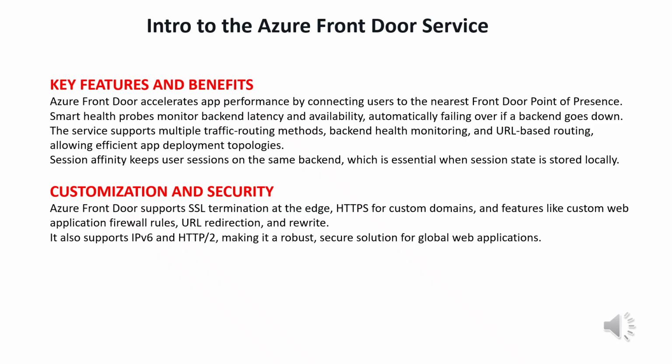Azure Front Door accelerates app performance by connecting users to the nearest front door point of presence. Smart health probes monitor backend latency and availability, automatically failing over if a backend goes down. The service supports multiple traffic routing methods, backend health monitoring, and URL-based routing, allowing efficient app deployment topologies. Session affinity keeps user sessions on the same backend, which is essential when session state is stored locally.